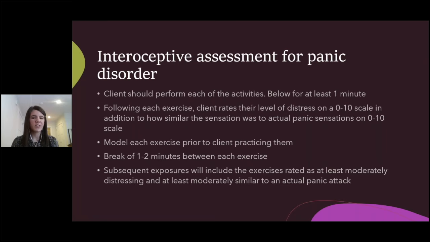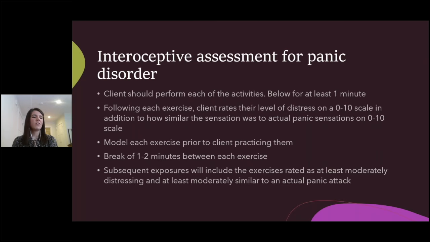We're not trying to assess their SUDS ratings based on an exposure. What we're trying to do is rate their distress while doing this interoceptive assessment to determine which exercises we're going to pick to put on their exposure list. And also we're going to have them rate their sensations to determine how similar the sensations are to their sensations when they actually have a panic attack.